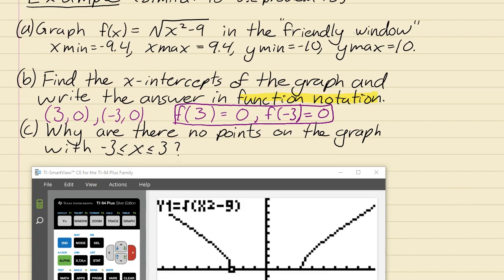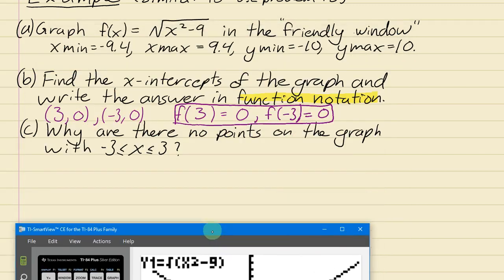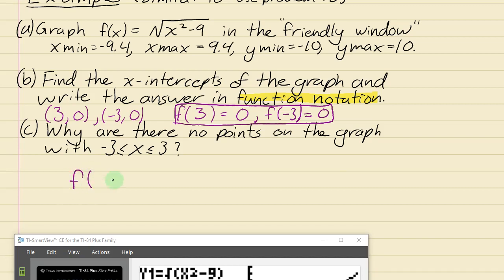Okay, the next question says, why are there no points with x greater than negative 3 and less than 3? That's what we saw before. There are no points on the graph when you go to the right here. Let's think about why that happens. If you plug in a number like negative 1 into x, why do you get no y coordinate out? Let's see why with the definition of the function. If you do f of negative 1, the definition of this function is that it should be the square root of that input squared, and then that minus 9 all inside the square root.